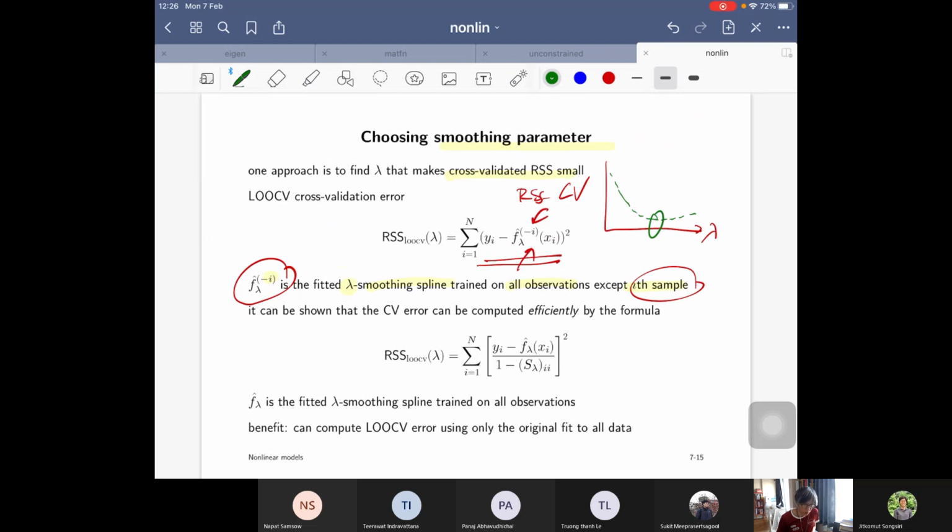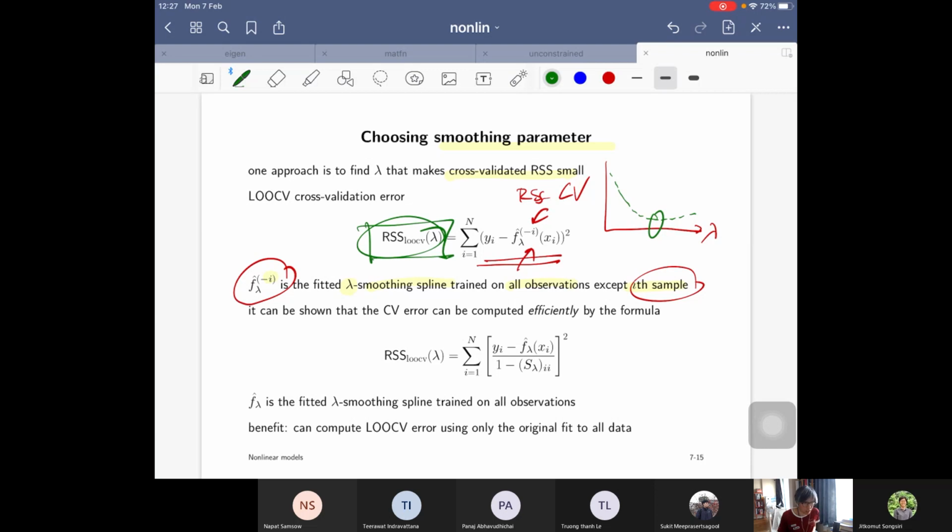There is one nice result that you remember: when we perform leave-one-out cross validation, how many times do we have to train the model? N times. N is the number of samples. We have this helpful, useful formula that says this formulation.